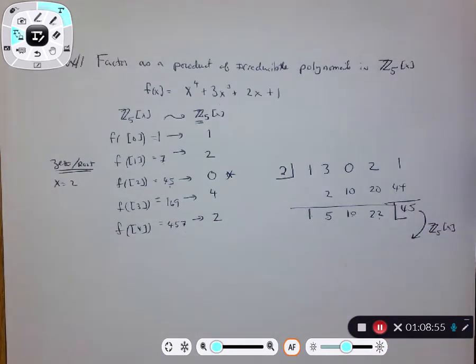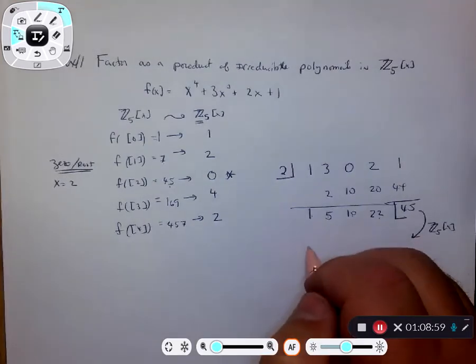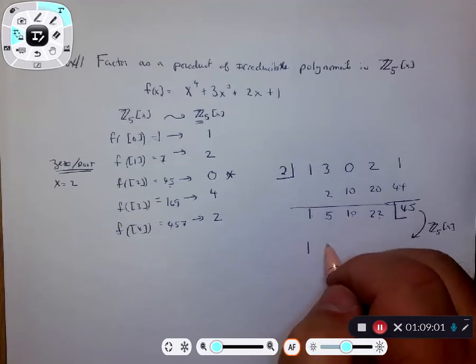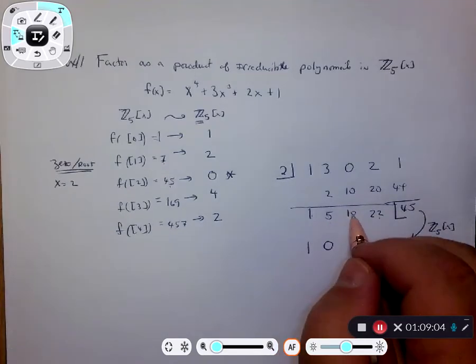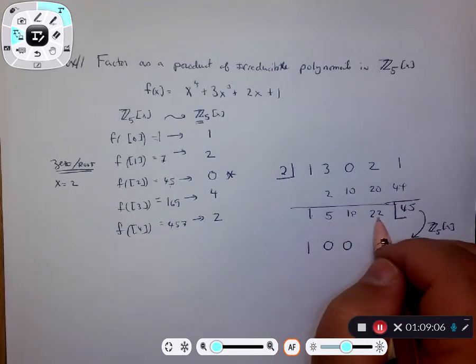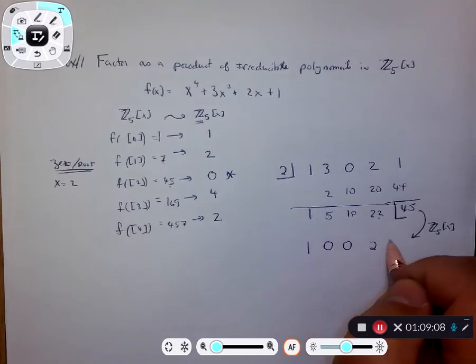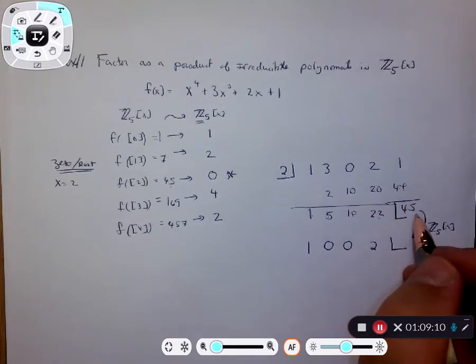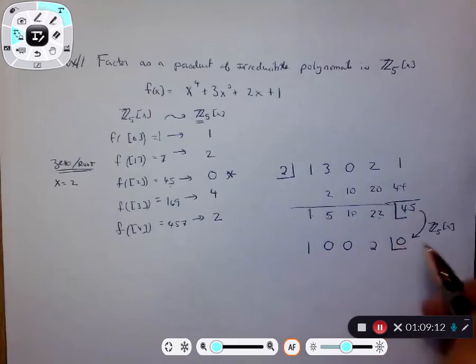back into the wonderful world of that Z5 adjoined x. So in terms of Z5, 1 is 1. 5 is equivalent to 0. 10 is equivalent to 0. But 22 would be equivalent to 2. And the remainder, 45, well, 5 goes into 45 with no remainder, so it's 0.